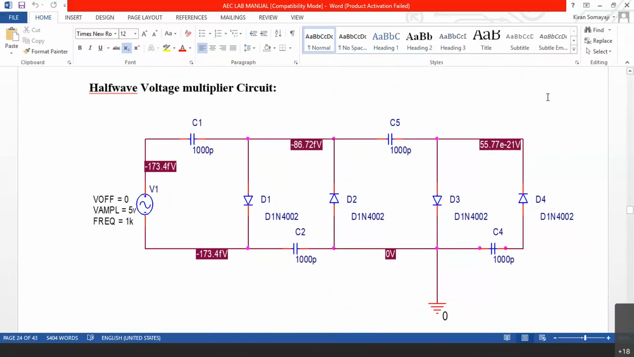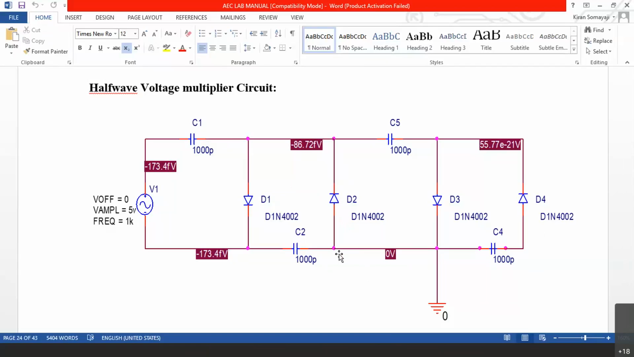Tell me, I am unable to hear you. Can you tell me again? Sir, won't there be a small amount of discharge from the capacitors? It will be. Later in the simulation curve, I will show you. There will be a slight amount of discharge, and there will be a slight drop across the diodes also. There will be a 0.7 volt drop across all these diodes, so we will not get exactly double. That means 5 volts will not give exactly 10 volts, but we will get somewhere near 10 volts.